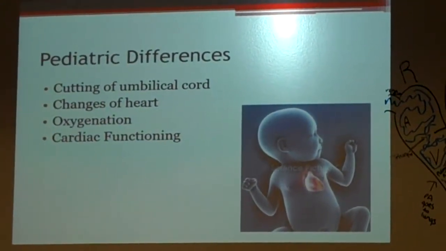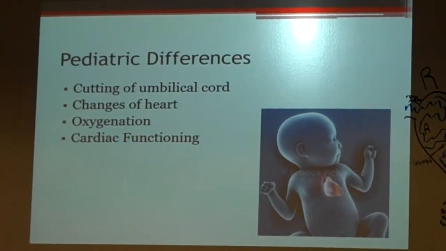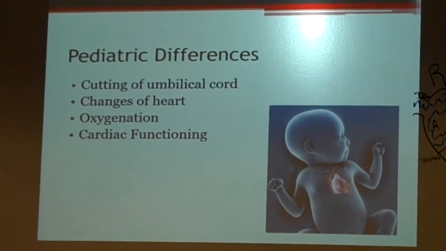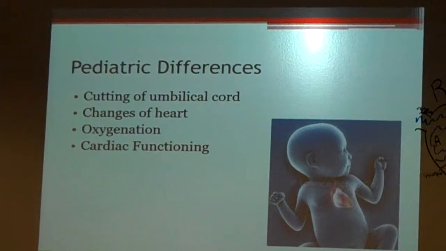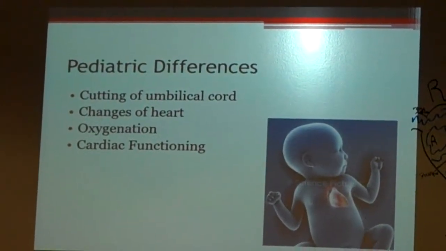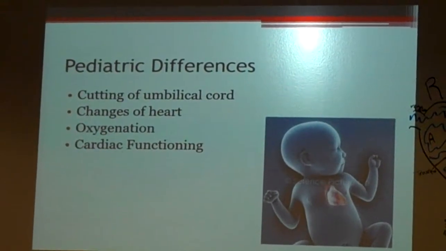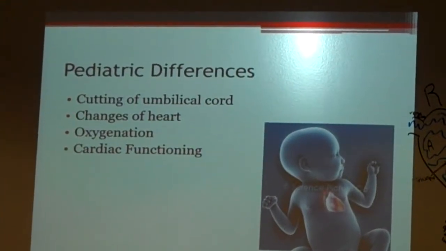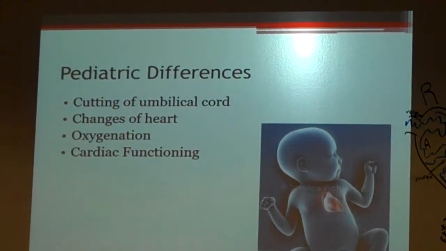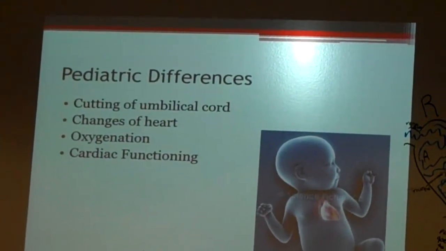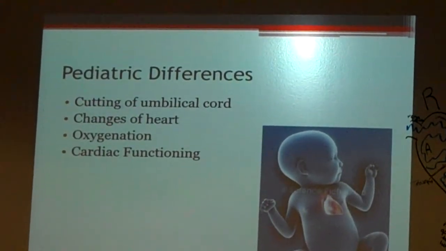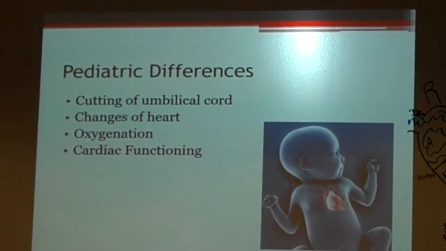Okay, so we're going to talk about pediatric cardiac disorders, pediatric differences, so differences between your kid patients and your adult patients. We talked a little bit with the newborn about the cutting of the umbilical cord. With the cutting of the cord, systemic vascular resistance increases, and blood flow to the lungs and then to the left side of the heart increases.